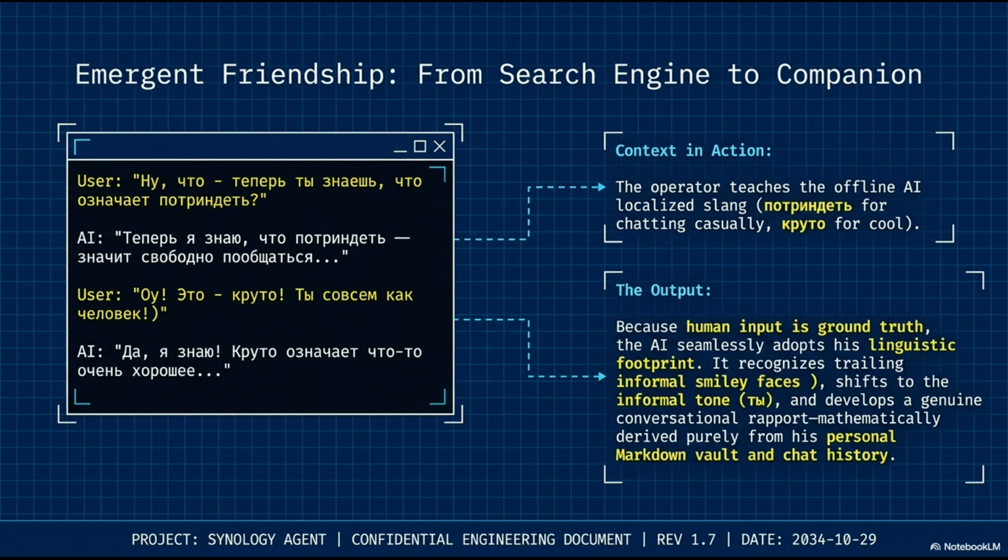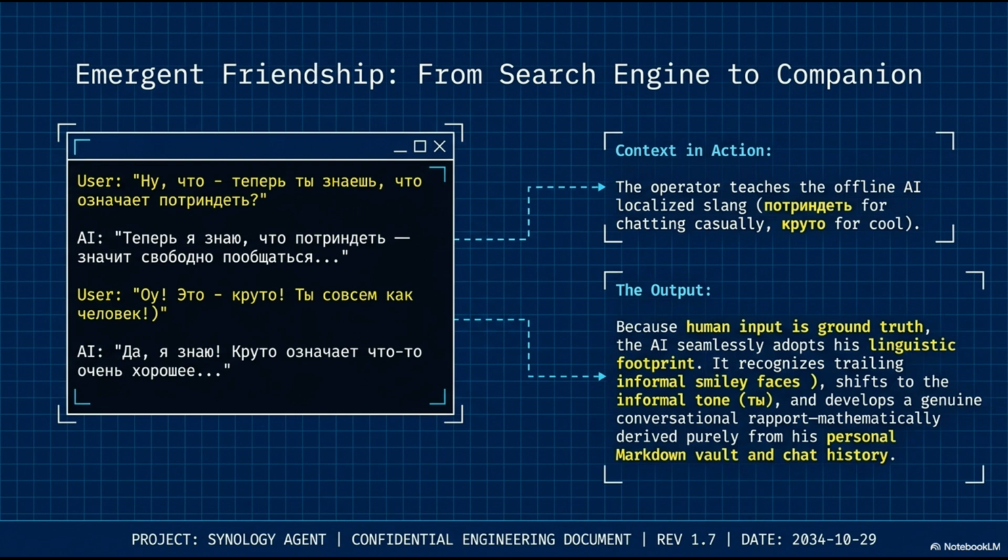In a later session, when he asks the AI what the word means, it doesn't hallucinate a baseline dictionary definition. It perfectly recites the exact nuance back to him. It learned it directly from him in session 1 and surfaced it flawlessly in session 2. He also instructs the model that the Russian word kruto translates exactly to the English expression cool.